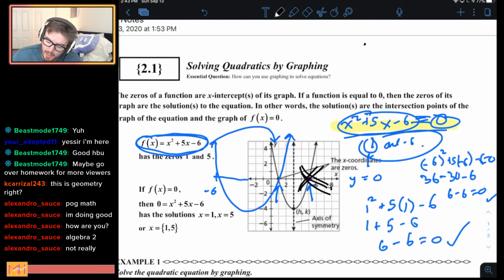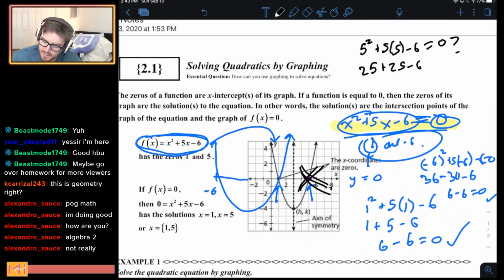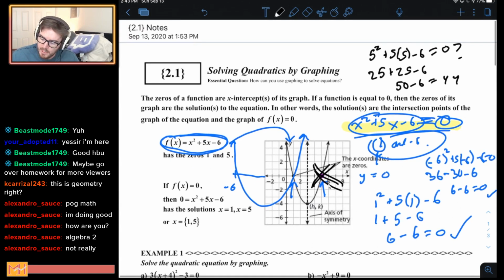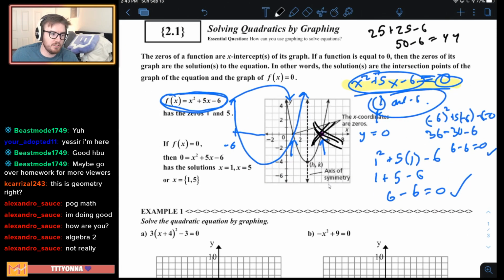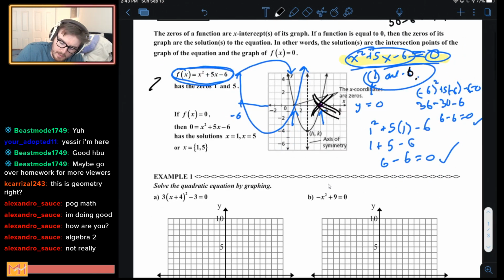Look at what I was about to do. I was gonna put in 5 squared plus 5 times 5 minus 6, and I was gonna say, is that equal to 0? 25 plus 25 minus 6 does not equal 0, right? That's gonna be 50 minus 6, that's 44. So that's obviously not one of the solutions. So the answers are 1 and -6. We just caught an error live. How fun is that? Okay. Fix this.